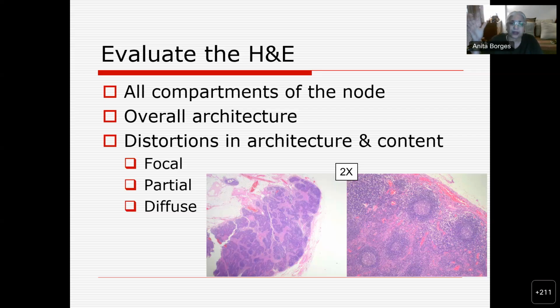So that's one thing that I wanted to tell you, that we should look for distortions in architecture and content. And these may be focal, they may be partial, or they may be diffuse. Now I've put here, you see, something called 2x. I know that most postgraduates cannot decide what kind of microscope they want to use.